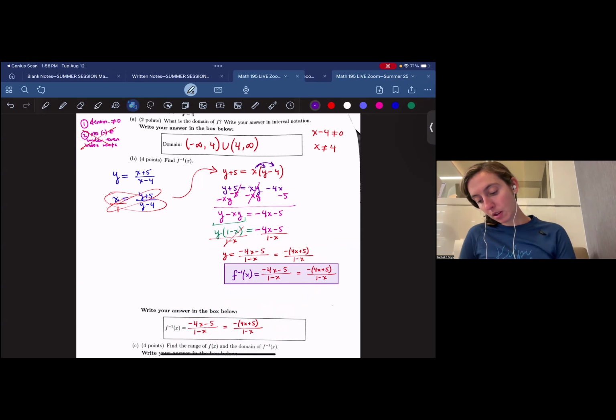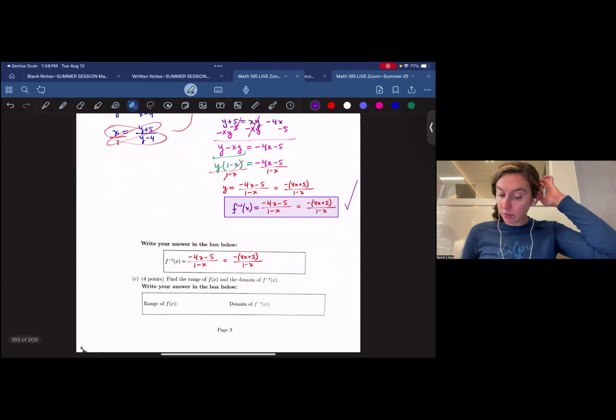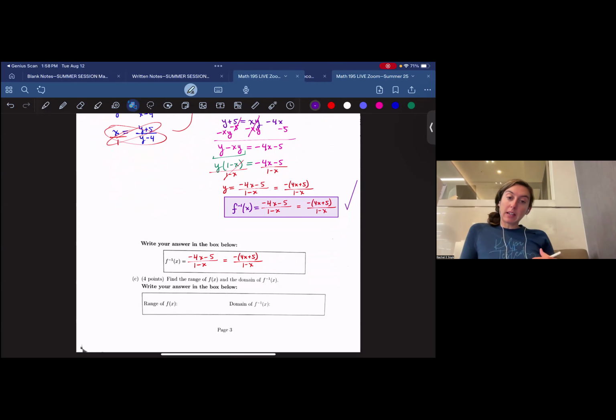Okay. Let's move on to part C, where we're now asked to find the range of f of x and the domain of f inverse of x. And so this is a really fun question because when you're looking at a function's domain and range, the inverse function's domain and range are just swapped. So what does that mean? That means that the range of your original function is the same as the domain of the inverse function.